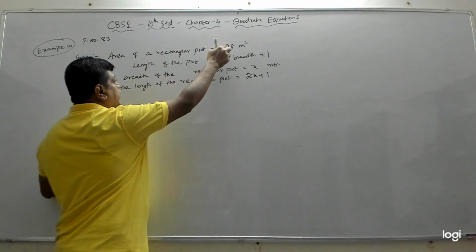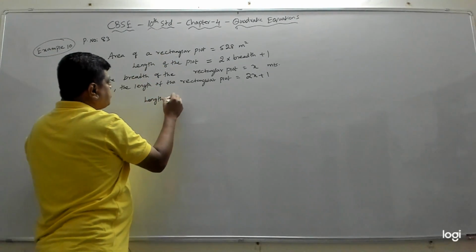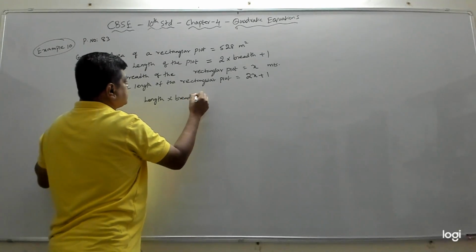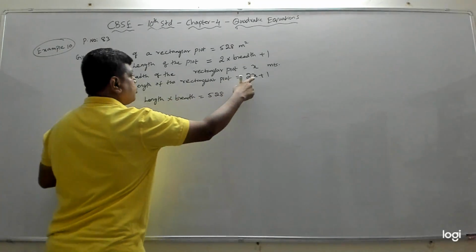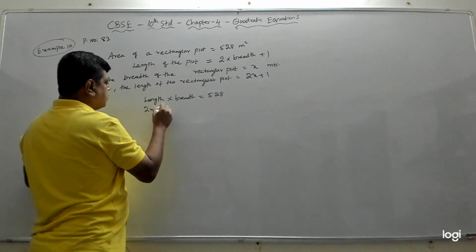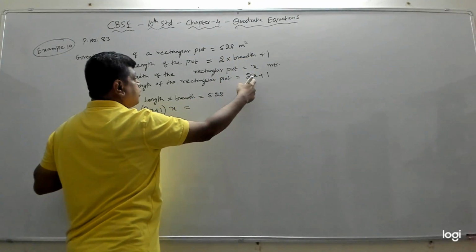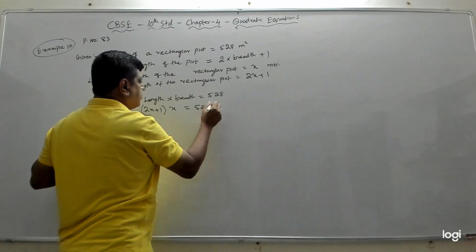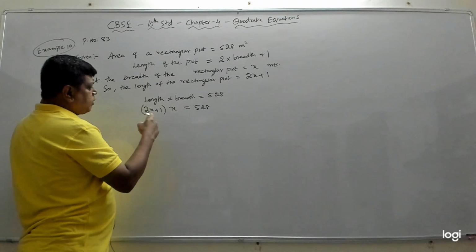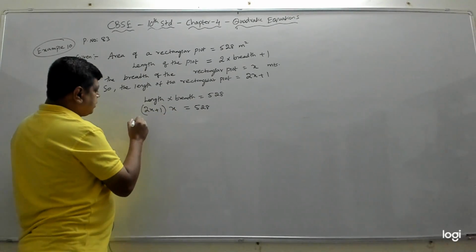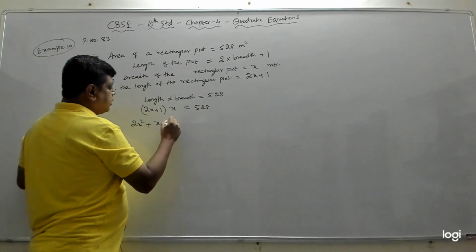Area of the rectangular plot is 528. Area of the plot is what? Length into breadth, which is equal to 528. Length is 2x plus 1 and breadth is x, so (2x plus 1) into x equals 528. Now we need to solve this quadratic equation, so we first need to convert it into a quadratic equation. 2x into x is 2x square, plus 1 into x is x, equal to 528.